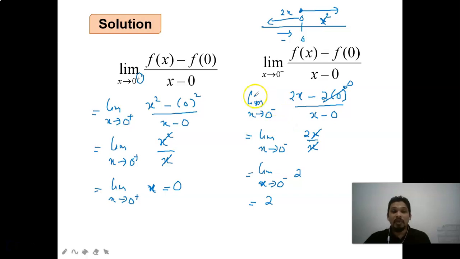And now we are going to compare the answers when x approaches 0 from the right and when x approaches 0 from the left. Are they equal? So we compare this with 2. They are not equal. So the limits as x approaches 0 from the right and from the left are not equal.